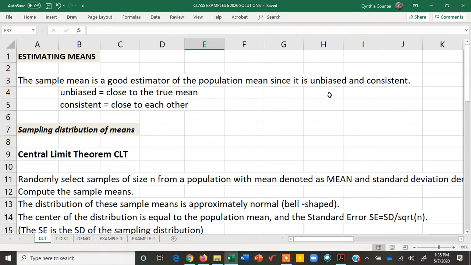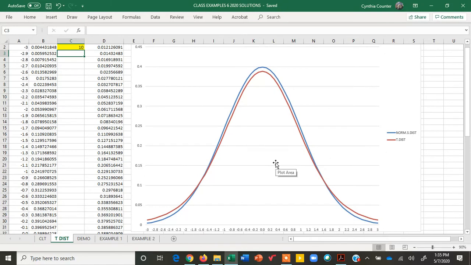Well, what do these words mean? Unbiased means that the sample means are all fairly close to the true mean. They cluster around the true mean. Consistent means that they cluster close to each other. So they're clustering about the true mean and close to each other. So you would expect a bell-shaped curve. Most of them are going to be in the middle. The true mean should be right in the middle right here. Most of it's clustering around that true mean. But of course, because of random sampling errors, you get some that are a little off and further away.